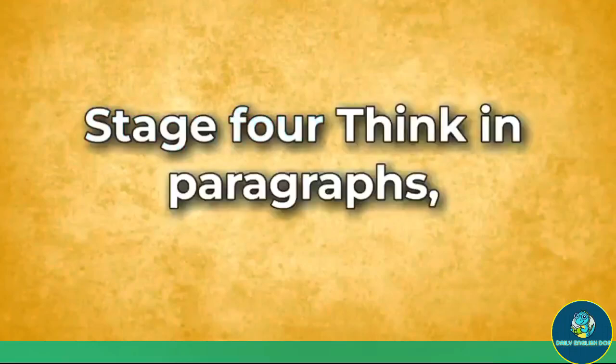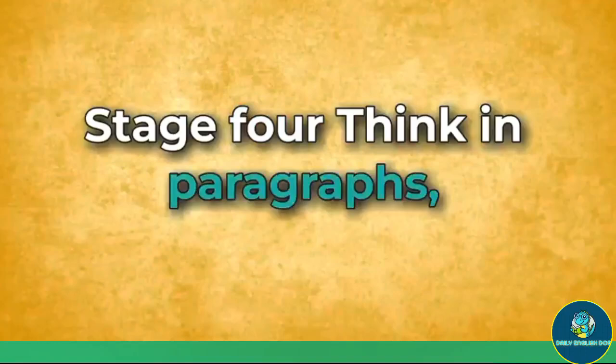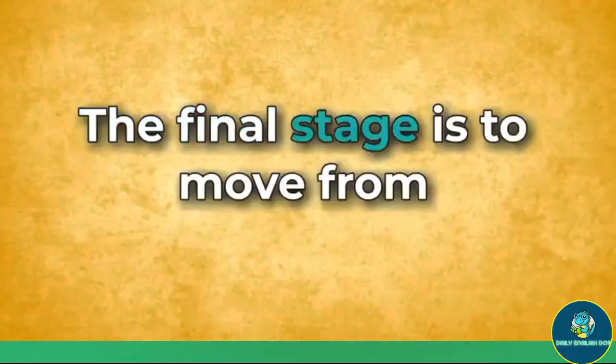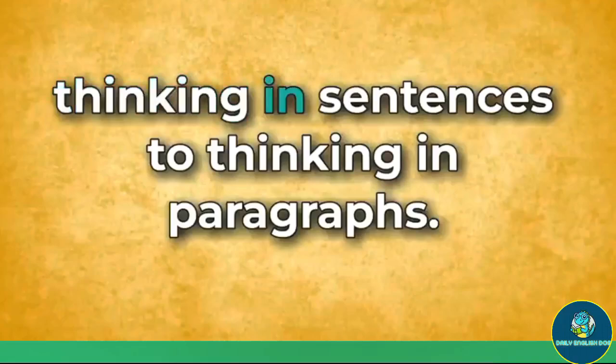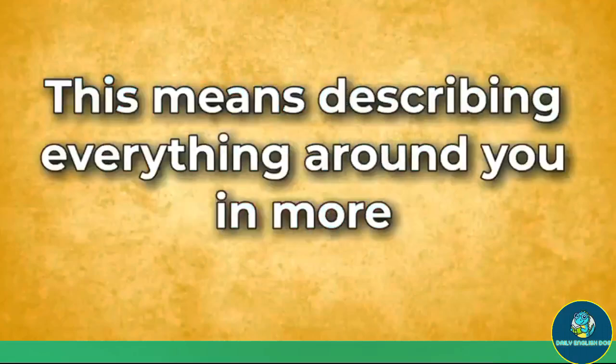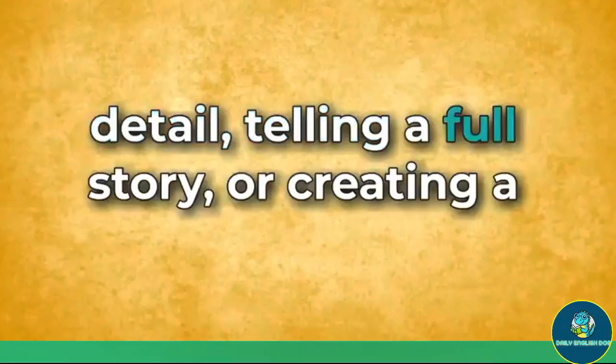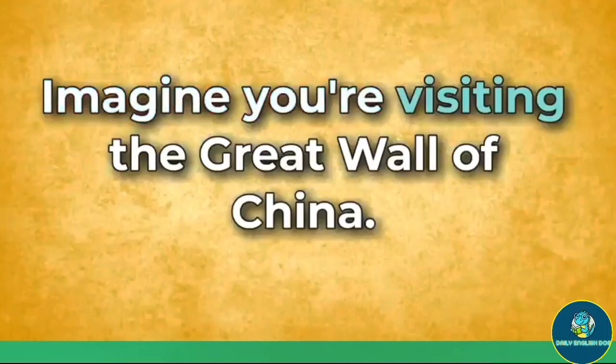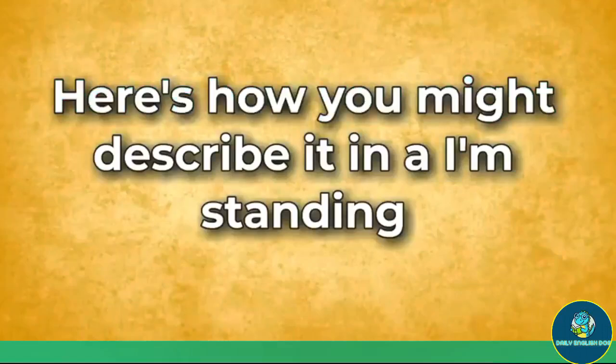Stage 4. Think in paragraphs, bringing it all together. The final stage is to move from thinking in sentences to thinking in paragraphs. This means describing everything around you in more detail, telling a full story, or creating a more vivid picture of the scene. Imagine you're visiting the Great Wall of China. Here's how you might describe it in a paragraph.